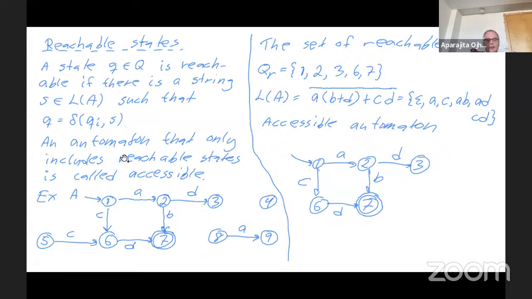And there is also an interesting property, namely that an automaton that only includes reachable states is called accessible. I wouldn't say that it's very important to use that notion, but it can be useful to have that notion.